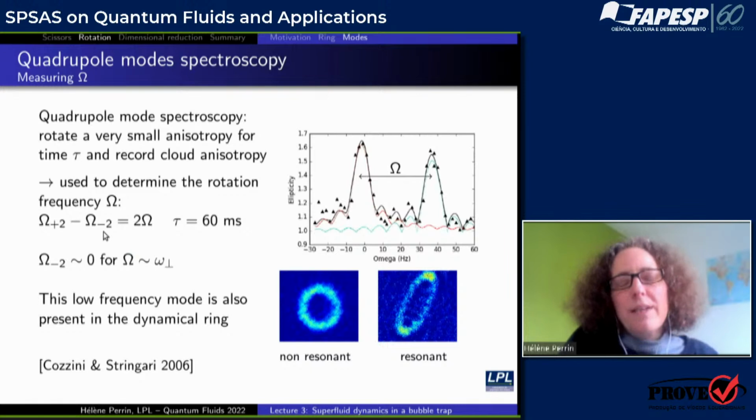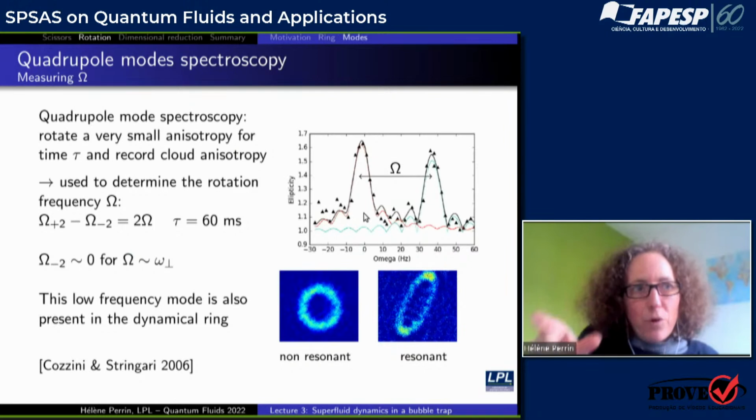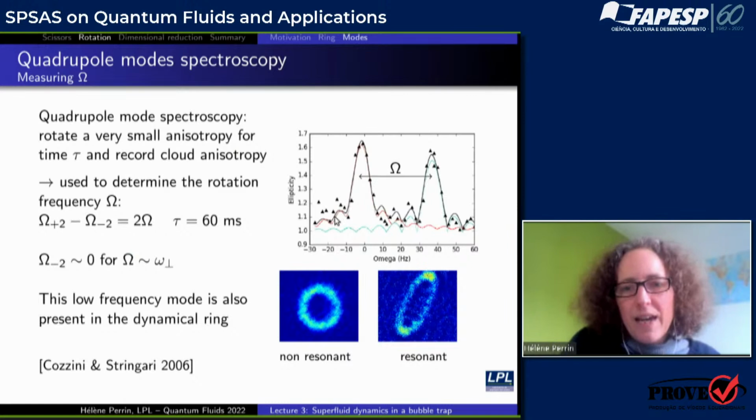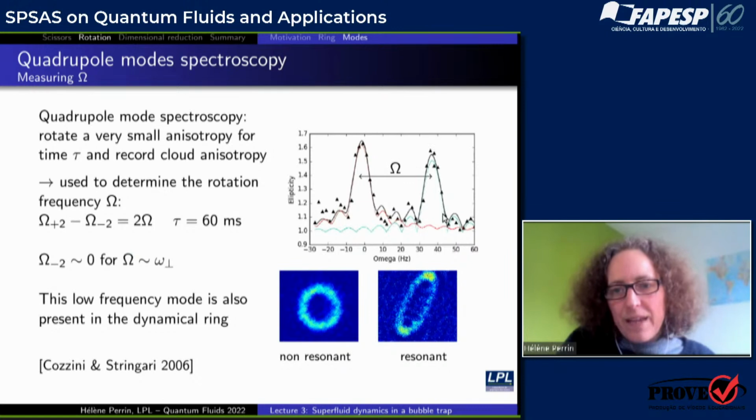And so the shift between the two quadrupole modes is directly linked to the rotation frequency. So it is another way that has been used in the past to measure the rotation frequency. So the technique to observe that is to deform the trapping potential elliptically, rotate this deformation at different probe frequencies, and look if this perturbation is able to induce a strong elliptic deformation in the gas. And when we are resonant with the eigenfrequencies of the quadrupole modes, then there is a strong deformation of the gas. And this happens at the two frequencies, omega plus, omega minus.